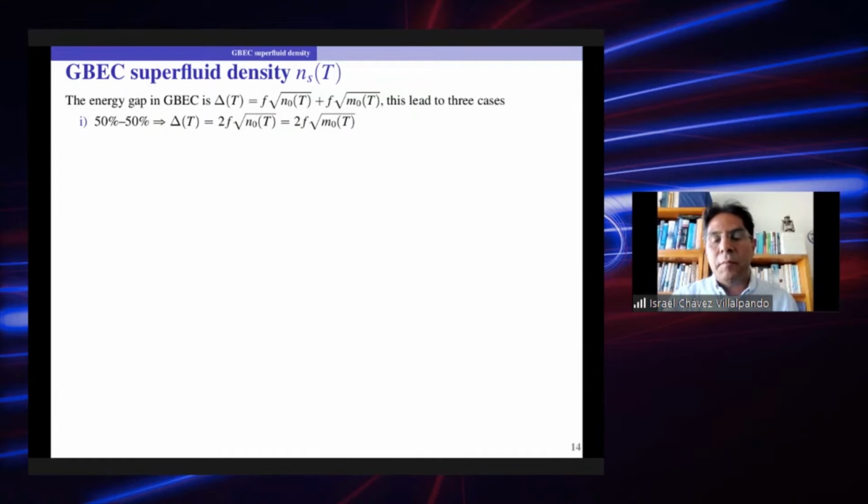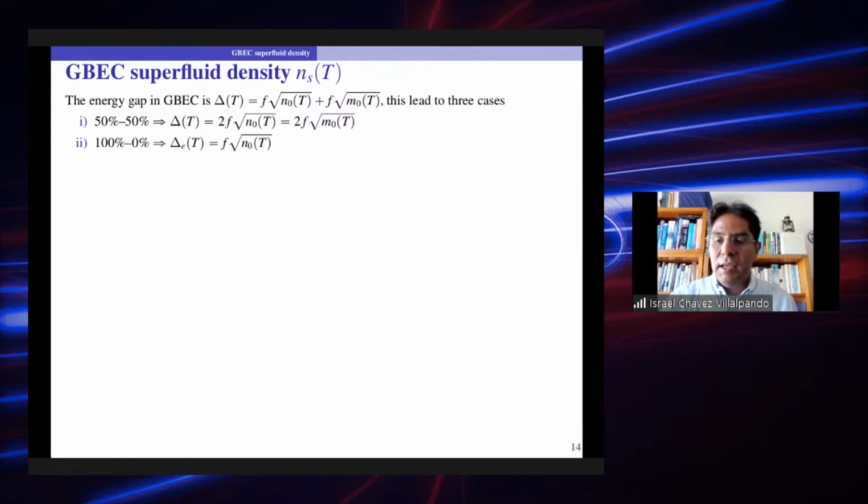So this is the way to go to the superfluid density. The energy gap is defined as previously mentioned to you, that is the square root of the number density of two electron Cooper pairs plus the square root of the number density of two hole Cooper pairs.